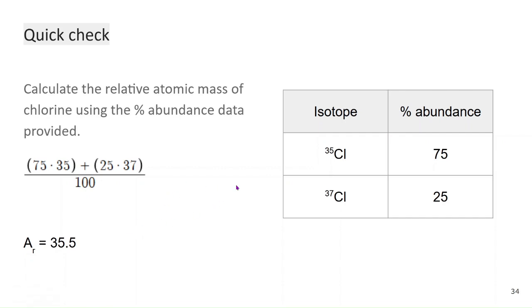And if we think about what this means, in a sample, this is the average mass of the chlorine. Even though no single chlorine atom has this mass, this relative mass, it is the average mass of all of them, right?